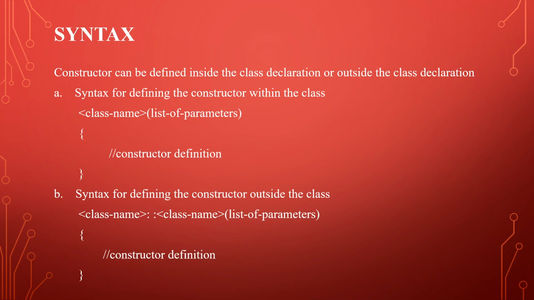The syntax of constructor is, as I told you, the class name and open and close parenthesis where we can pass parameters like a normal member function. This constructor can be defined inside the class and also outside the class. If I need to give the constructor outside the class, then I need to use the class name and scope resolution operator followed by the class name and list of parameters for the particular constructor. So this is the syntax for constructor.